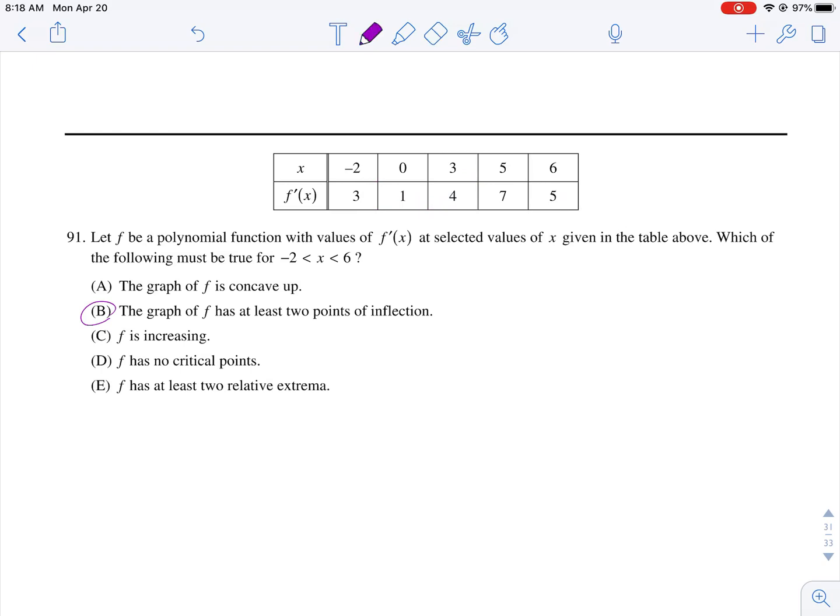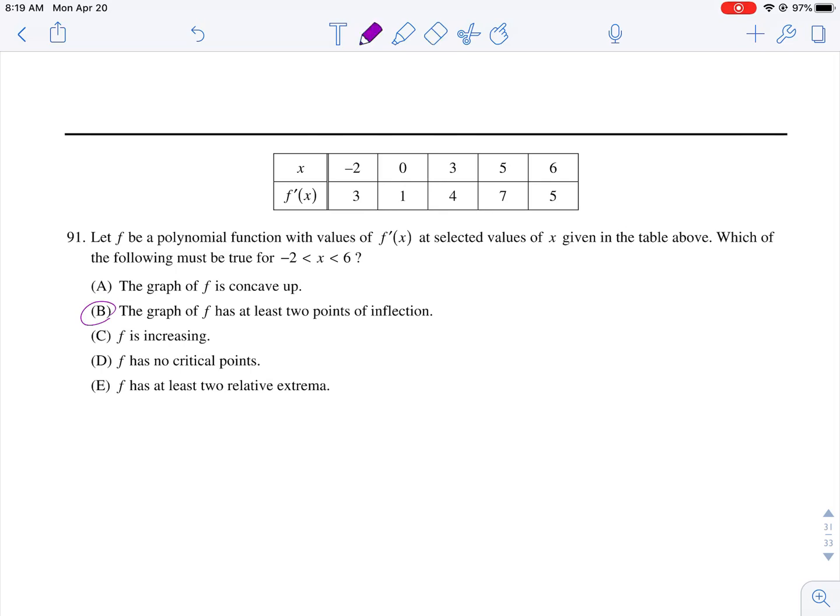F is increasing. F prime is positive based on all this data we're given. But again, what if at x equals -1, maybe f prime equals -100. We have no idea what f prime equals at -1. Just because all the given numbers are positive doesn't mean that it's always positive. So you gotta be careful with that. They always try to trick you with that.